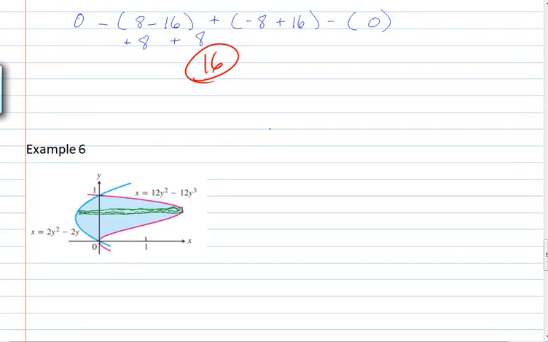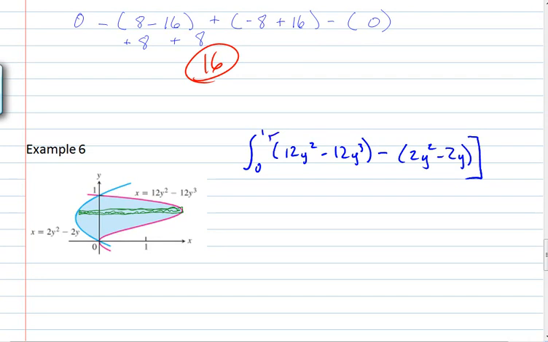So what we want to do here is we set up our integral, and we're going to integrate as y moves from 0 to 1 of the right-hand function, which is 12y squared minus 12y cubed, minus the left-hand function, which is 2y squared minus 2y. And then we integrate all of this with respect to y. Because as we turn our rectangles sideways here, and we have x as a function of y, the variable we're differentiating with respect to now becomes y.